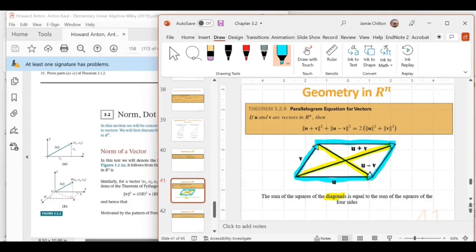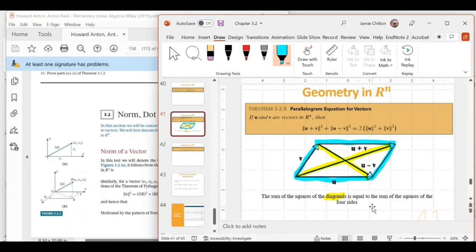Yes? Does that equal the perimeter or the area of the parallelogram? No, this is the sum of the squares of the diagonals, so it won't be the perimeter. The sum of the squares of the diagonals is equal to the sum of the squares of the four sides. That's going to be quite a bit more than the perimeter, because it's the sum of the squares of the four sides. So that's what that theorem is about.